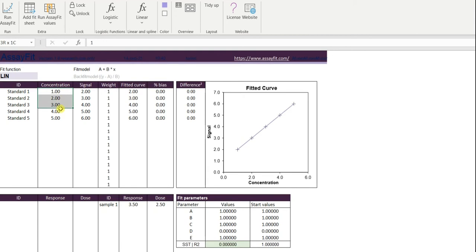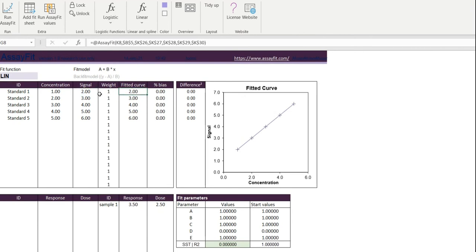These values are plotted on the x-axis of the graph. The output signals ranging from 2 to 6 are plotted on the y-axis. In this example, the data points are fitted to a linear function. The fitted curve data points for the standards are calculated. In this case, they are identical to the measured signals.